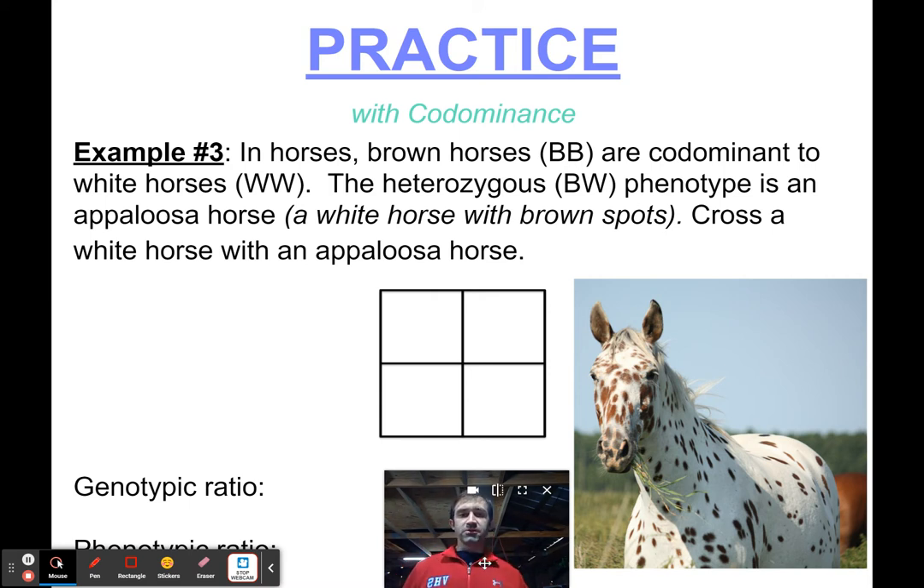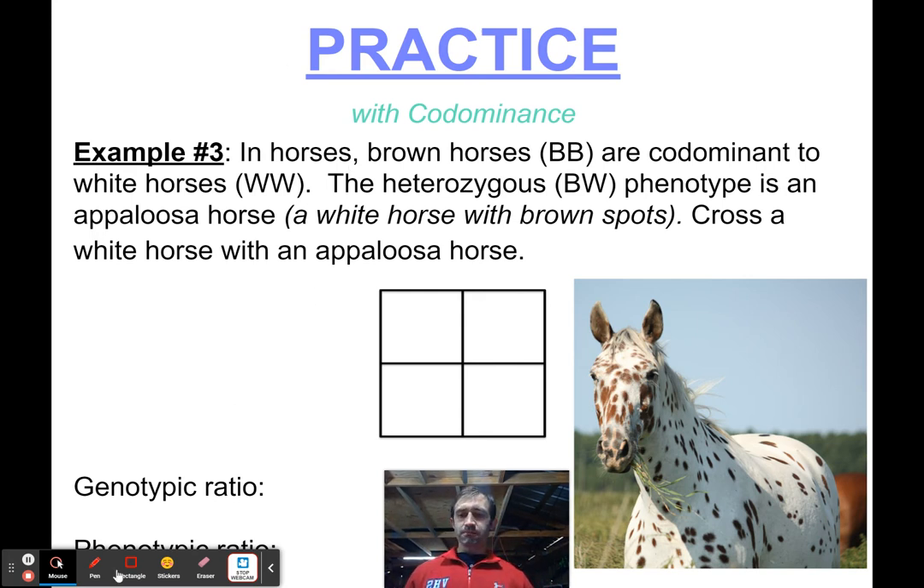So let's do codominance here. You see different notation here with two different letters. In horses, brown horses, big B, are codominant to white horses, which are big W, big W. The heterozygote, big B, big W, has the phenotype of an Appaloosa horse, a white horse with brown spots. So cross a white horse with an Appaloosa horse. Let's see what we get.